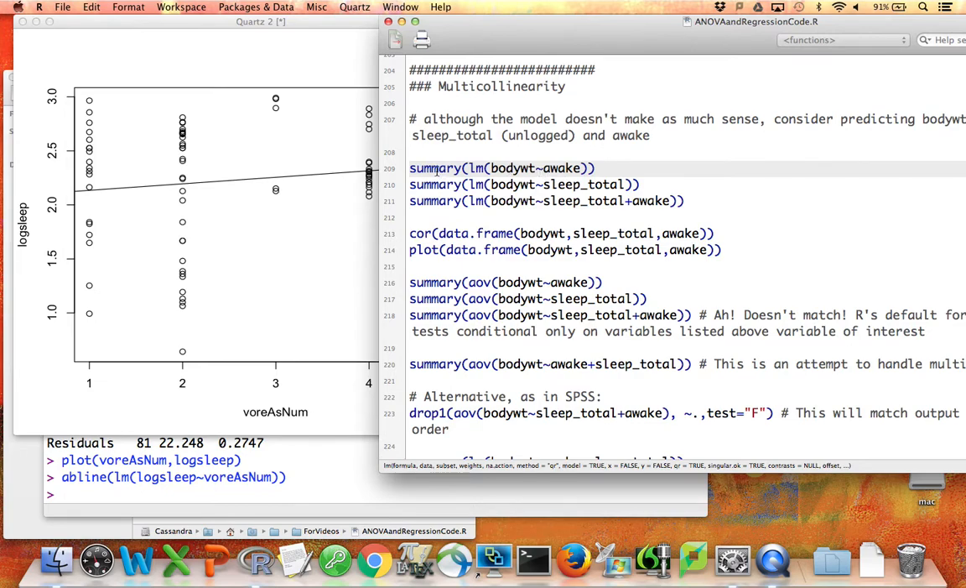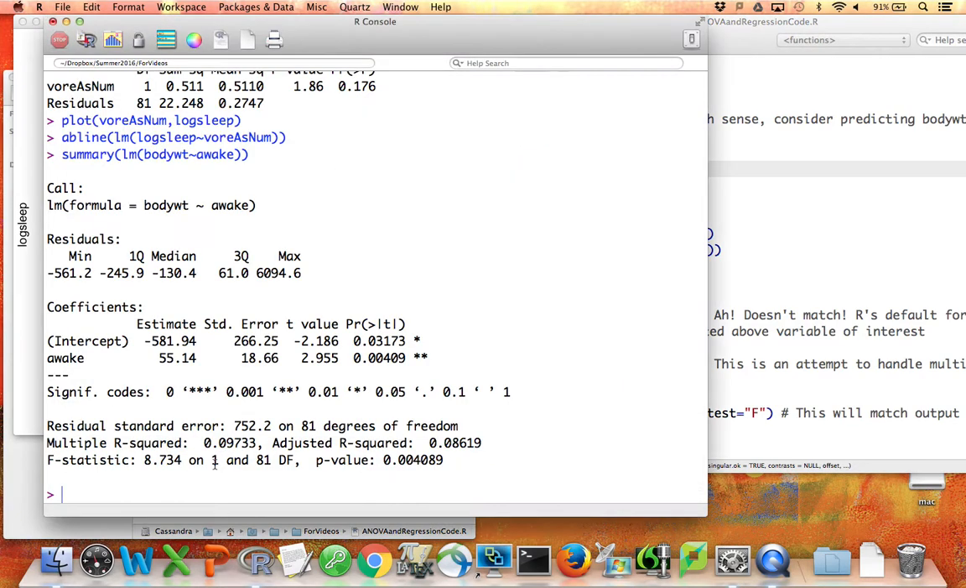So I'm just going to summarize these models so you can see them. If I run the model predicting body weight using the number of hours awake and I summarize it, here we go. You can see that the coefficient for awake is significant. In other words, it appears that including awake, the number of hours awake as a predictor for body weight, gives us much smaller residuals than just using the equal means model. Awake does seem to be a significant, useful predictor of body weight.